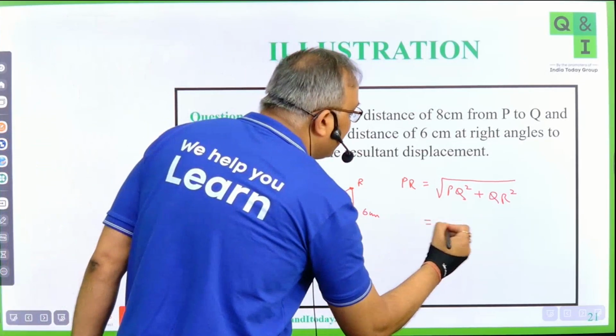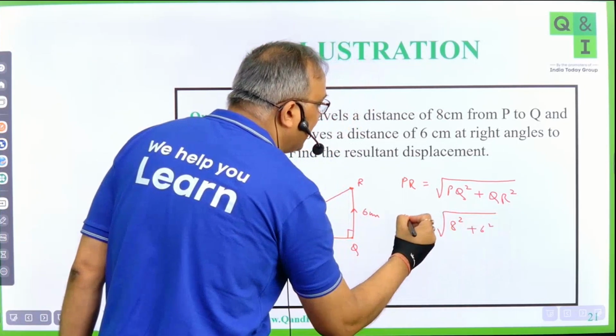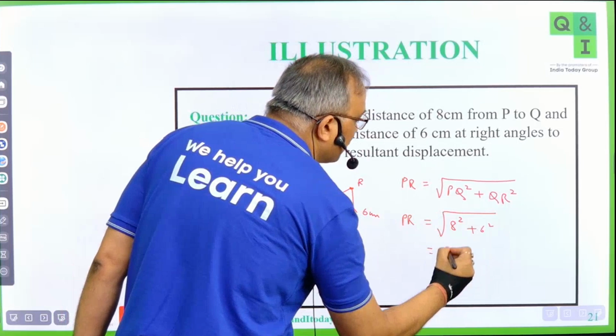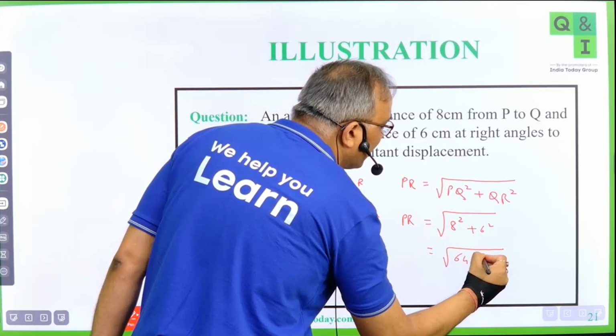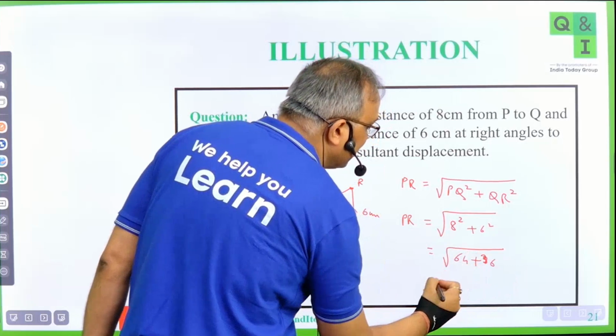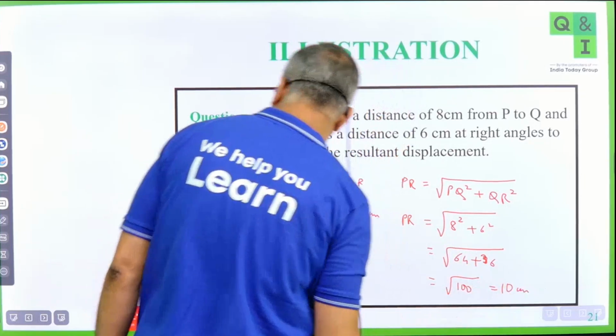So PQ is 8. So root under 8 square plus 6 square will give you PR. So PR is equal to root under 64 plus 36. What is 64 plus 36? This is equal to root 100, which is equal to 10 centimeter.